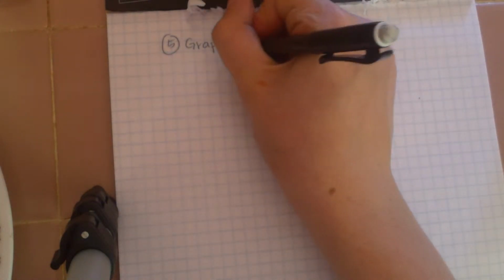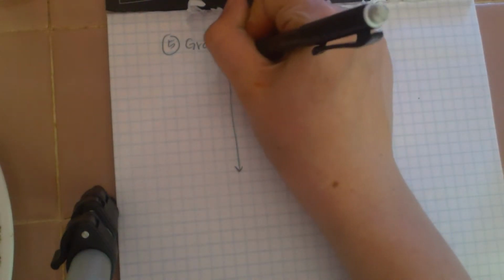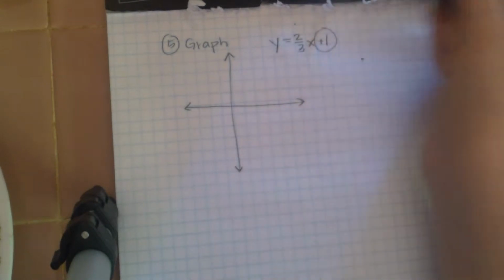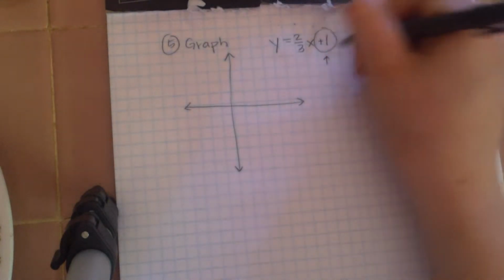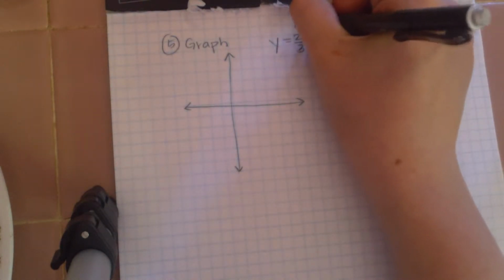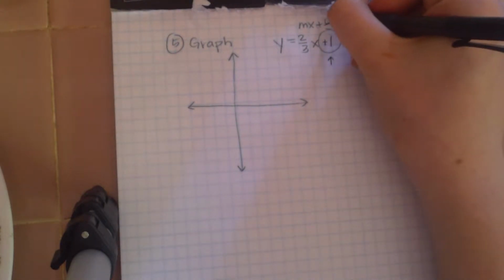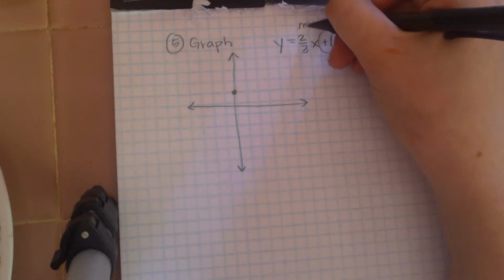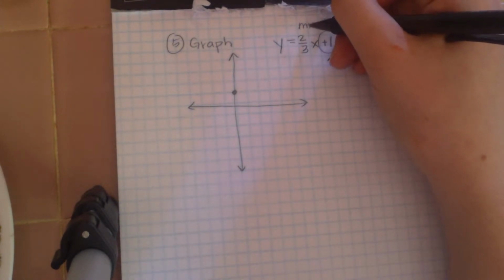Okay, the easiest way to do this is to find the starting point and find the growth. This is the starting point. This is where it begins when it's normally like mx plus b. You can think of this as where it begins or where it starts. So it starts at 1. And m is how much more each time or how much it's growing by.